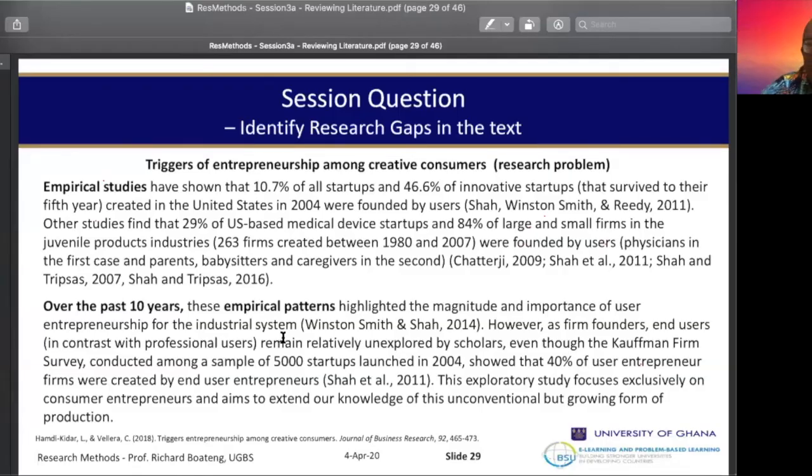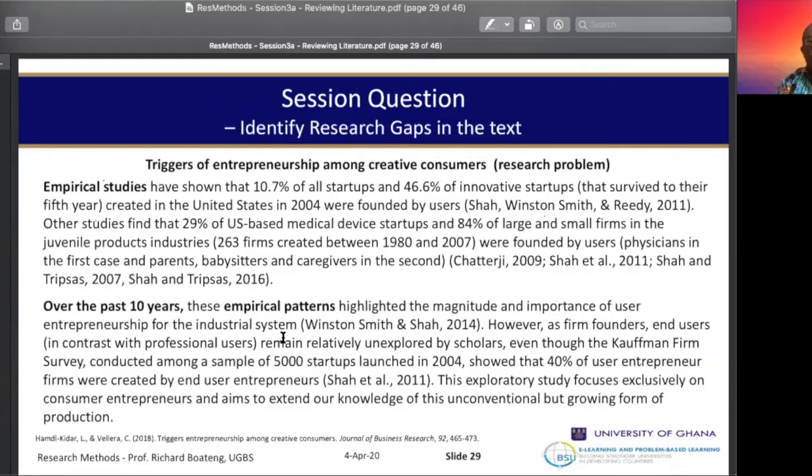He said, as firm founders, that's end users, remain relatively unexplored by scholars, even though the Kaufman survey conducted among a sample of 5,000 startups launched in 2004 showed that 40% of user entrepreneurial firms were created by end users. Now, what is he trying to say here?